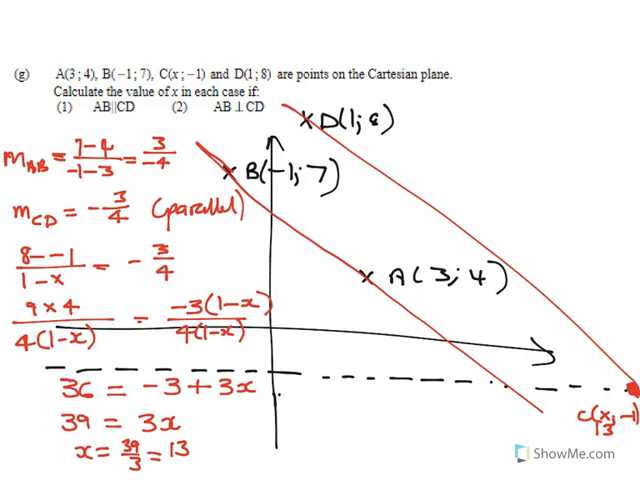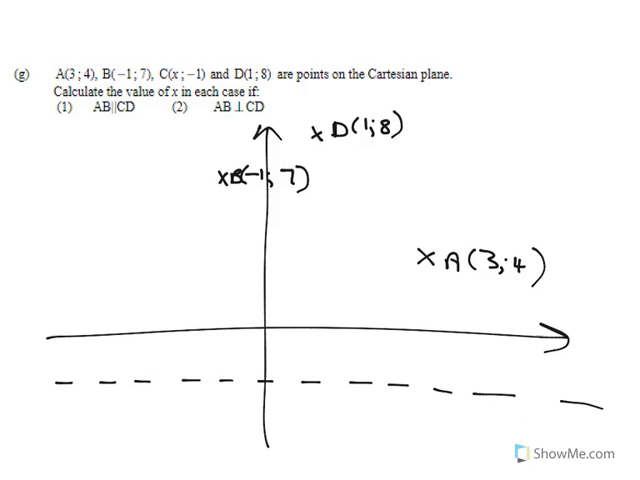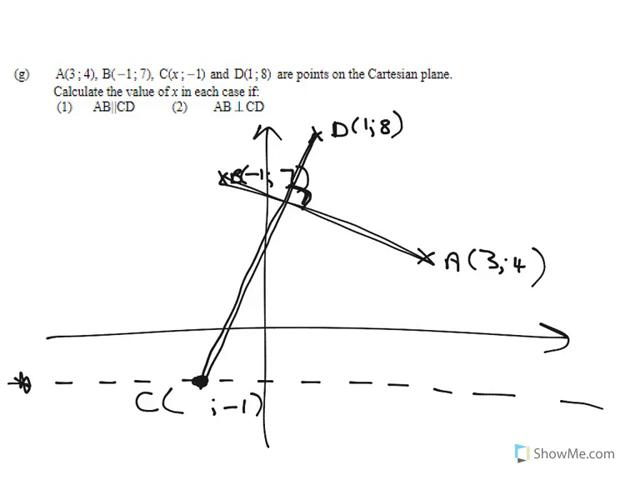And then the second scenario is where AB is perpendicular to CD. So I've just plotted our points again, and again, all we know is that C could be anywhere along this line, because y is equal to -1 on this line. So we're looking for C such that AB and CD are perpendicular, right? They meet at 90 degrees. So this is the C that we're looking for. We know that its y coordinate is -1, but we don't know what its x coordinate is.